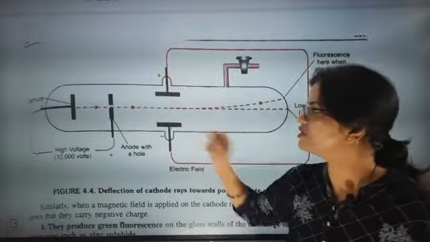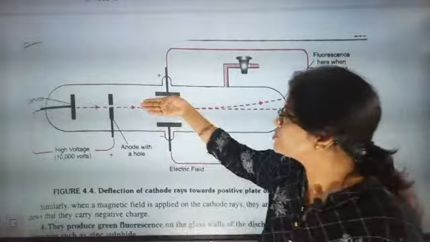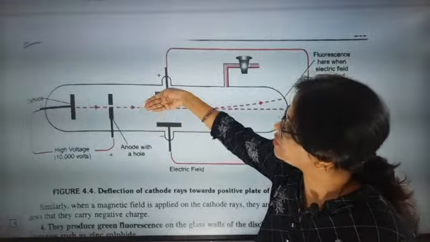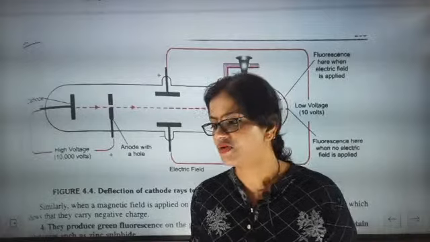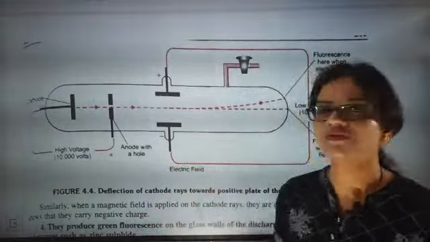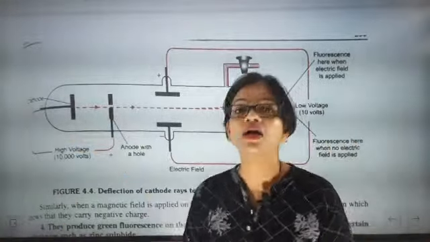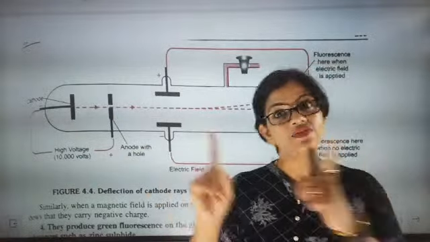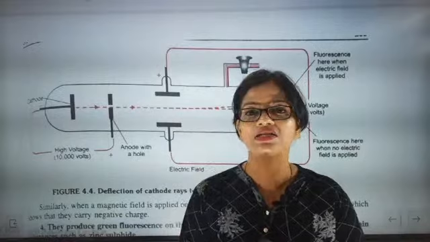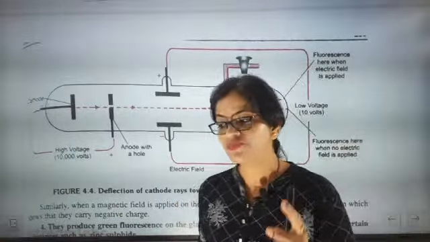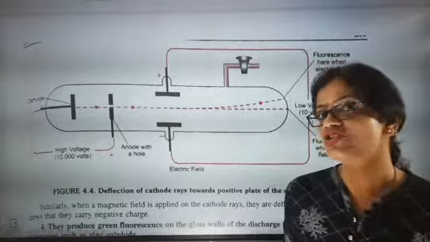So the current has a positive terminal and a negative terminal. The rays are slightly deflected towards the positive. That means it is attracted towards the positive and repelled by the negative. So these rays are negatively charged. See, same charges repel each other, and unlike charges attract each other. Same charge repel, unlike charge attract.